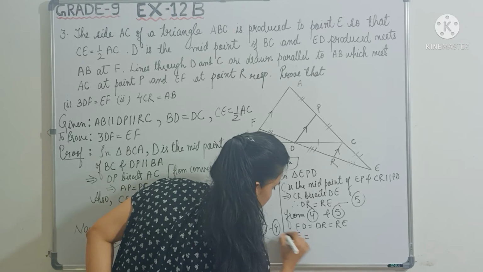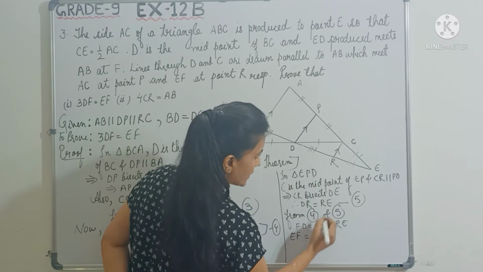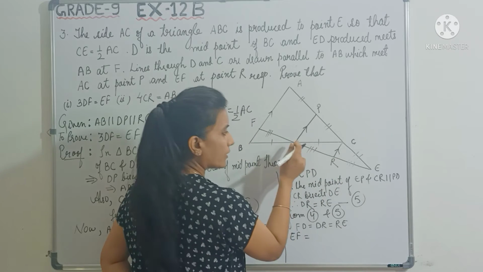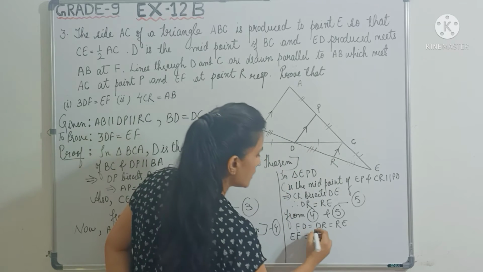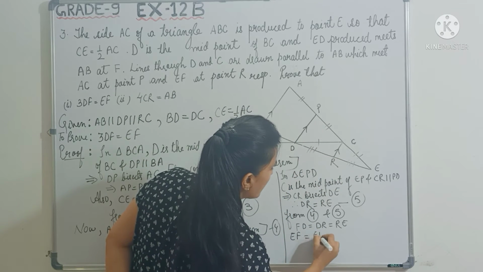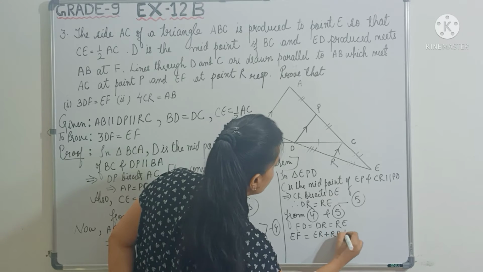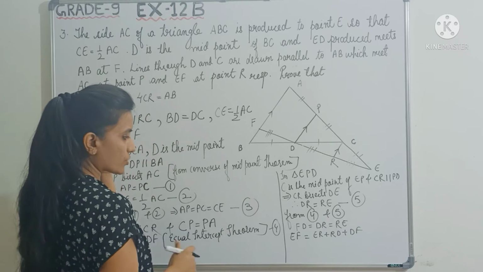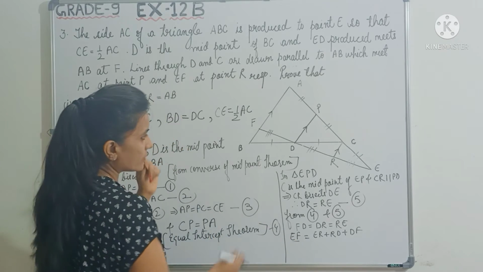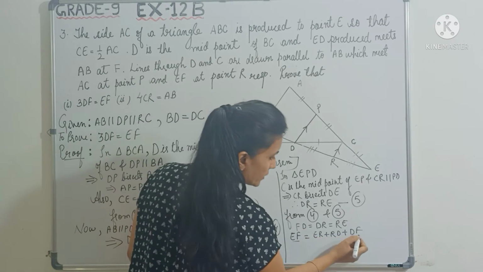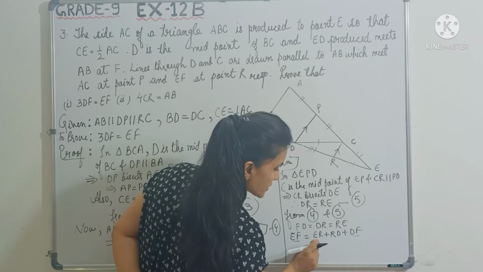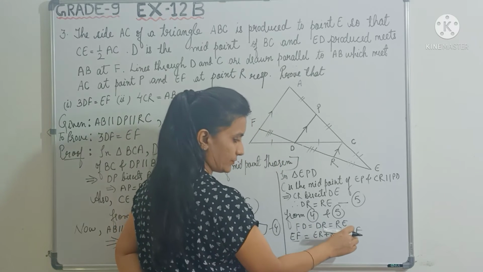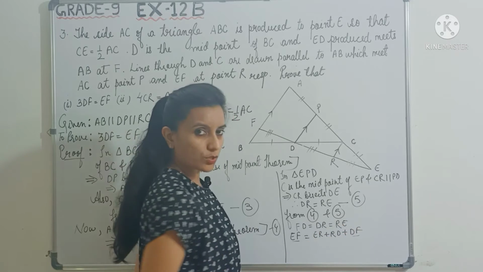And let's break it down. So EF I can write down as ER plus RD plus DF, right? So EF is ER plus RD plus DF, correct? Now I want the relationship between EF and DF, right? I will replace these two with DF because these three are equal to each other, right?